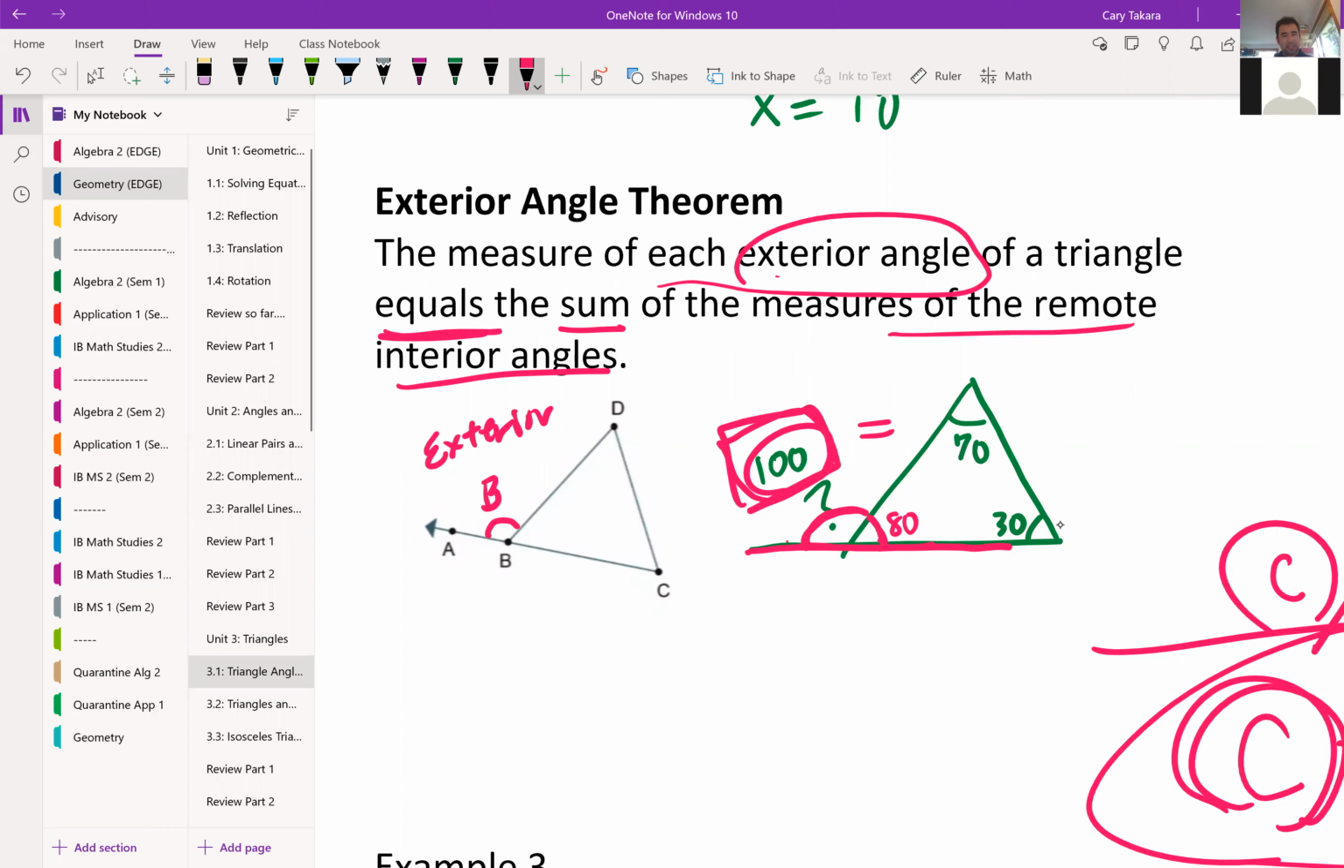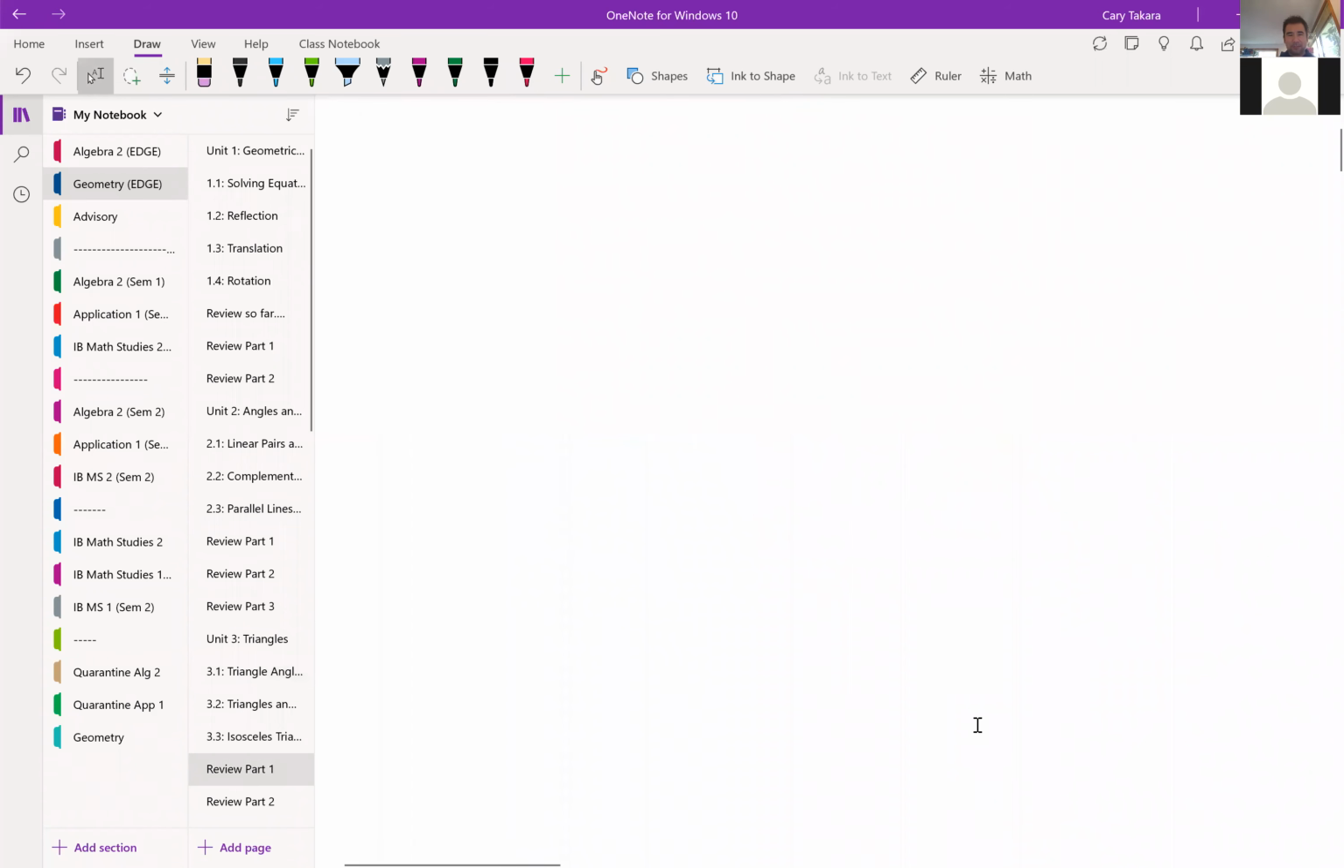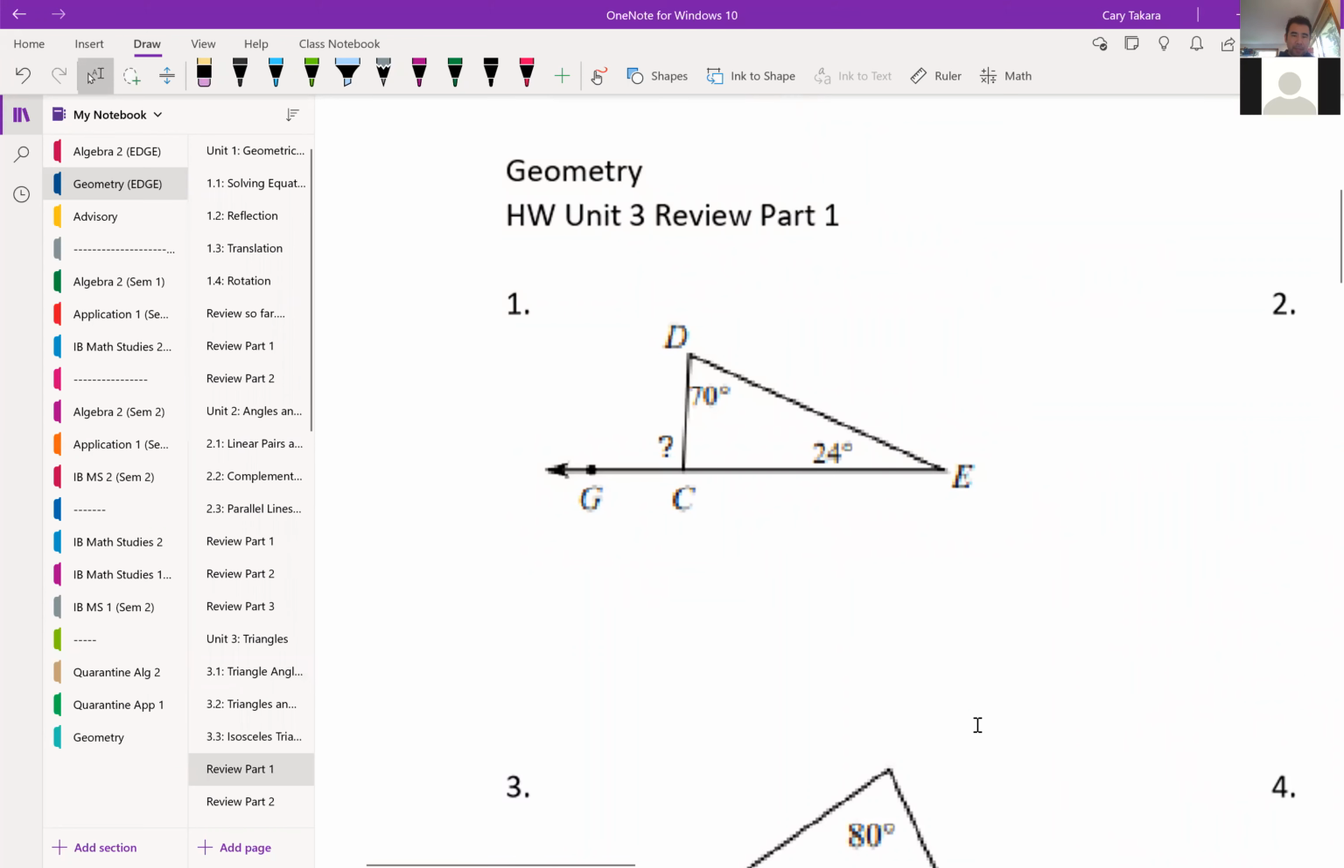What does remote interior angle mean? It's these angles, D and C. In other words, B is equal to D plus C. That's what the exterior angle theorem says, and we're going to apply that. So let's go back. This is the exterior angle, isn't it? So what does the question mark equal?